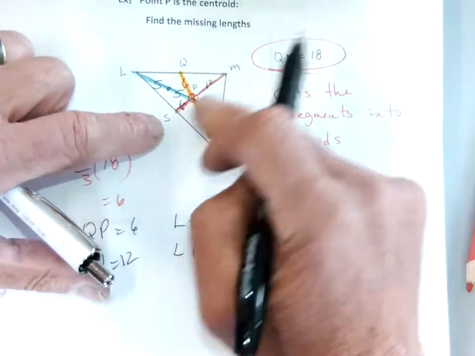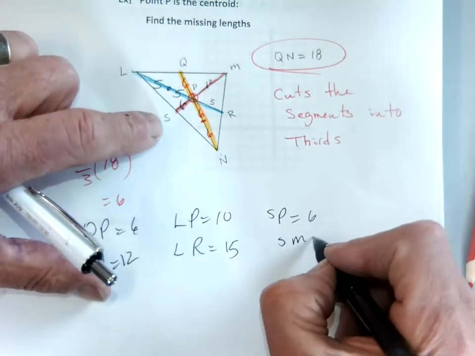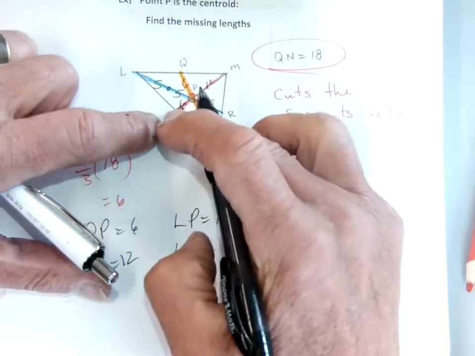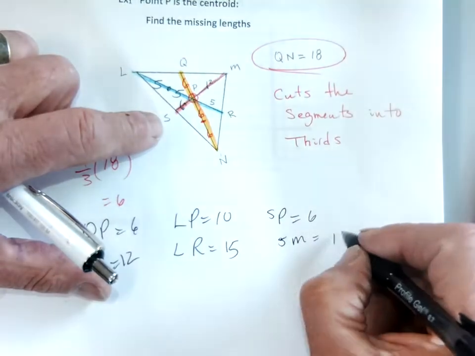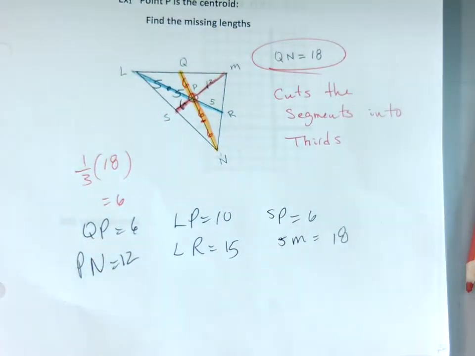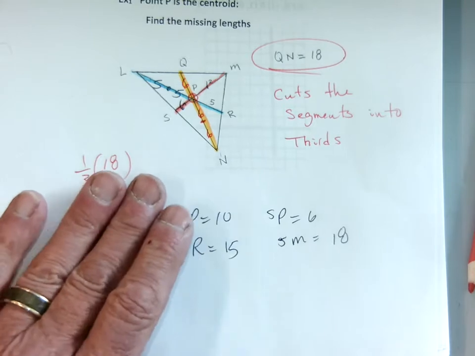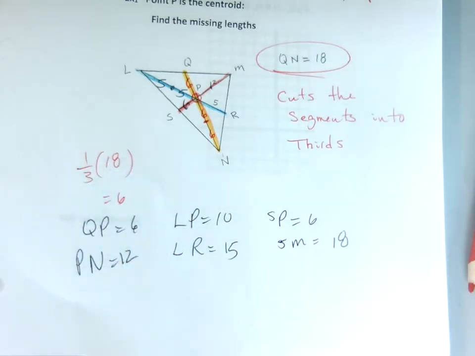And then the whole length, we know what the whole length is. SM is 12 plus 6 is 18. Thumbs up? Isn't that easy? Cool. Okay, you guys ready to turn the page and we'll do the Orthocenter, okay?